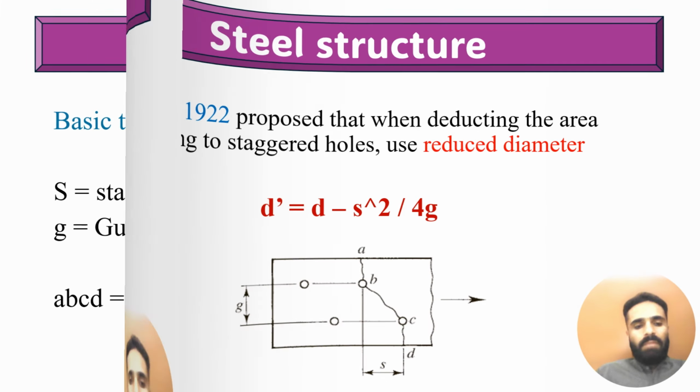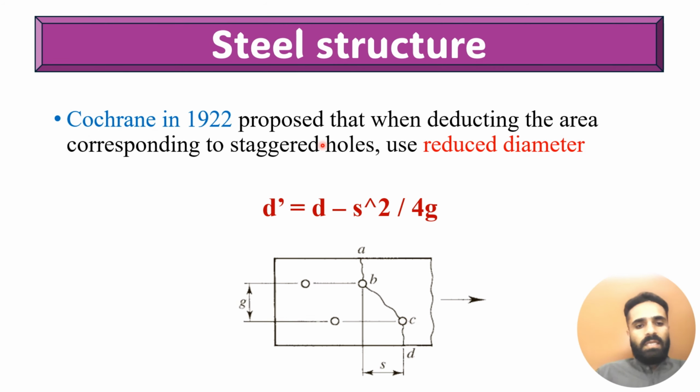So Cochrane in 1922 proposed that when deducting the area, we use a reduced diameter if we provide the holes in a staggered pattern. We reduce the diameter by this factor: the diameter of the bolts minus s squared divided by 4 times the gauge length g. So we will use this reduced diameter in the calculation of net width. Remember this.